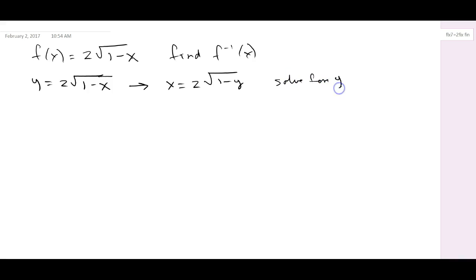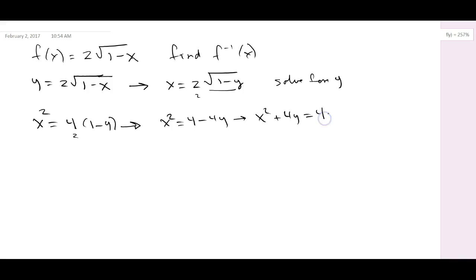for y. So I can divide by 2 here, but what I'm going to do is simply square both sides. Get rid of the radical, so x squared is equal to 2 squared, which is 4. And the radical squared is simply 1 minus y. Now I can divide by 4 here again, but I'm going to bring it in. Either one's fine. So I'll get x squared equal to 4 minus 4y. I'll bring the 4y over, so it's going to be x squared plus 4y is equal to 4.